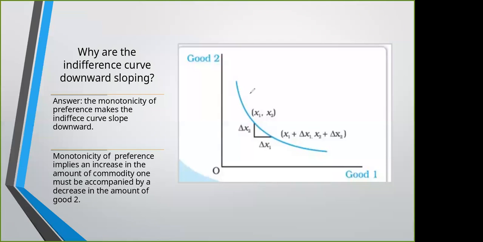Okay, suppose this is point A and this is point B. Now at point A you have got x1, and at point B you have got x1 plus delta x1.